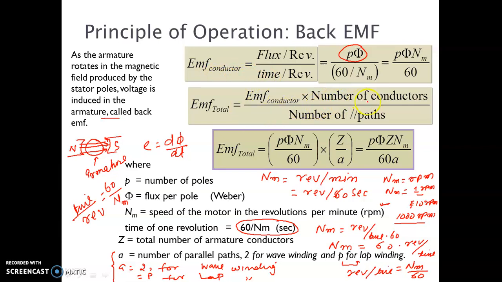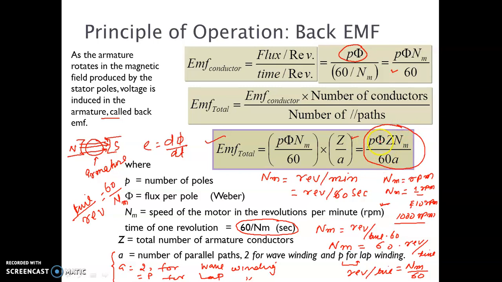So suppose there is a Z number of conductors, maybe 10, 20, 1000. This is the induced EMF for a single conductor, so if you have Z number of conductors, you have to multiply it by Z. And if the number of parallel paths is A, you have to multiply by Z by A. This induced EMF is called the back EMF of the DC machine, and this is a very important relation. You should keep this relation in your mind for solving numerical problems.